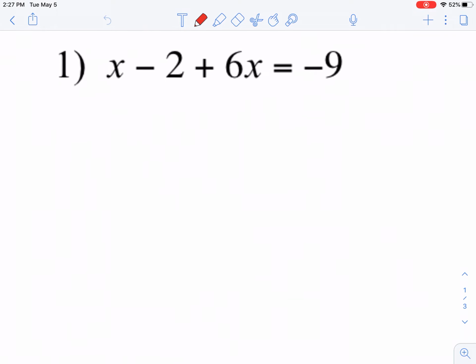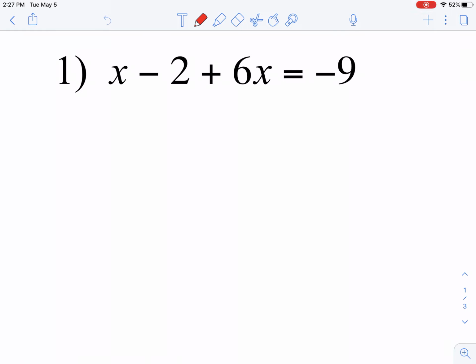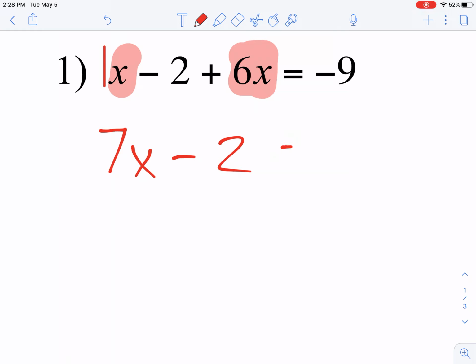So we're going to look at today's. And so the first thing that you want to look at when you're looking at this type of equation is like terms. And like terms are things that have the same variable or the regular numbers. For example, this x and this 6x. Those are like terms because they both have x. One thing you want to be careful about is don't forget that there is a 1 in front of that x. And so when we combine, it means to add. So 1x plus 6x becomes 7x. Minus 2 comes down, and it's still equal to negative 9.